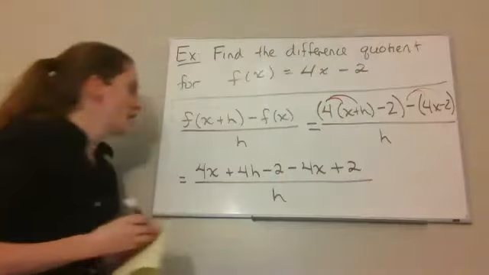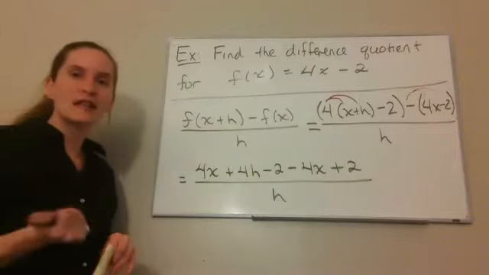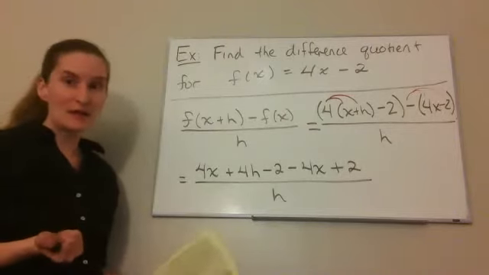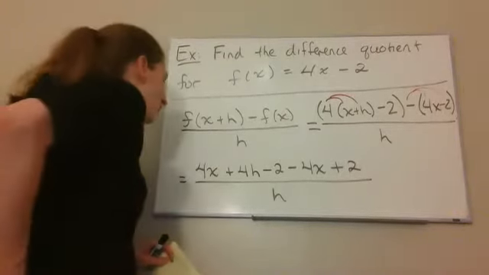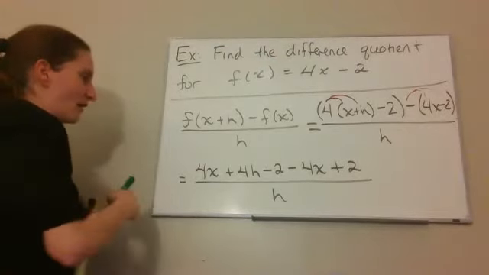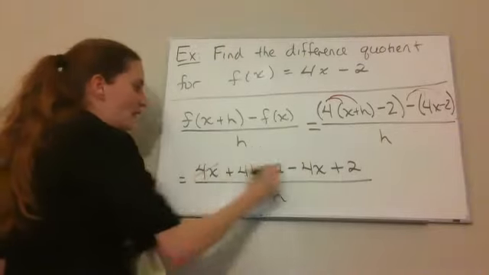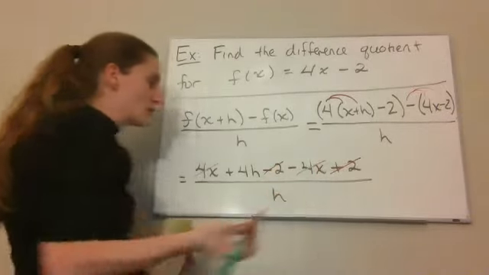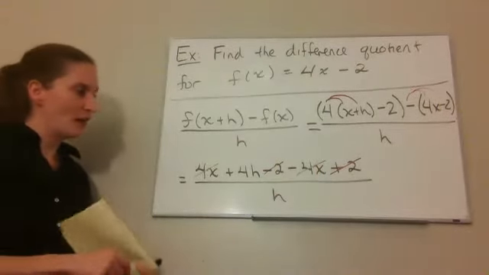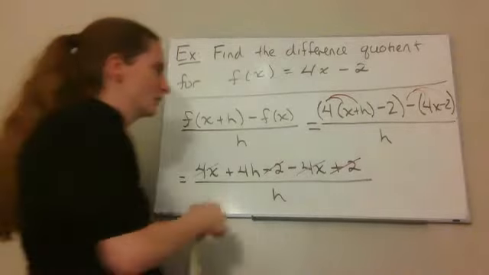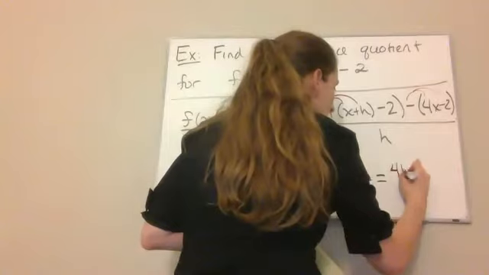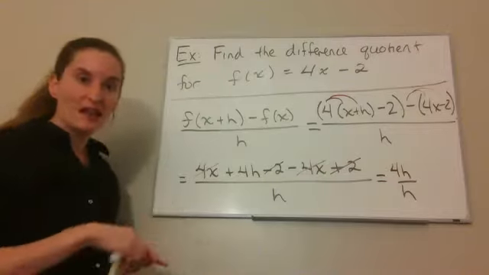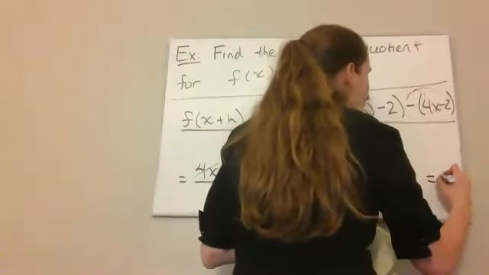all over h. And now take a look at what happens here. This is a good sign that you're calculating your difference quotient correctly. You should have a lot of things disappear at this point, have a lot of simplification. When I take a look at this, I notice that I have a positive 4x and a negative 4x. They're going to subtract away to 0. I also have a negative 2 and a positive 2, which subtract away to 0. All that I have left is 4h over h. But now I have an h in common everywhere. The h's can cancel out, and I just get a final answer of 4.